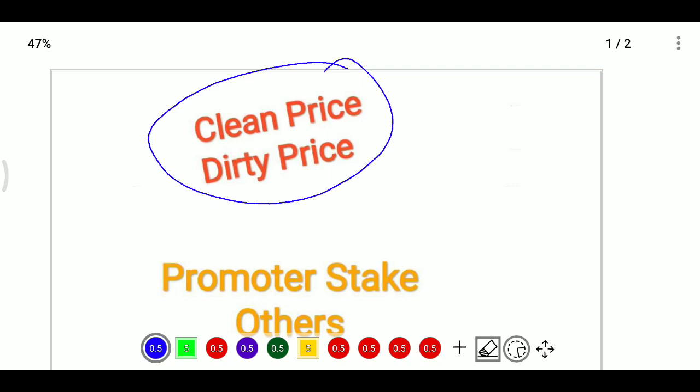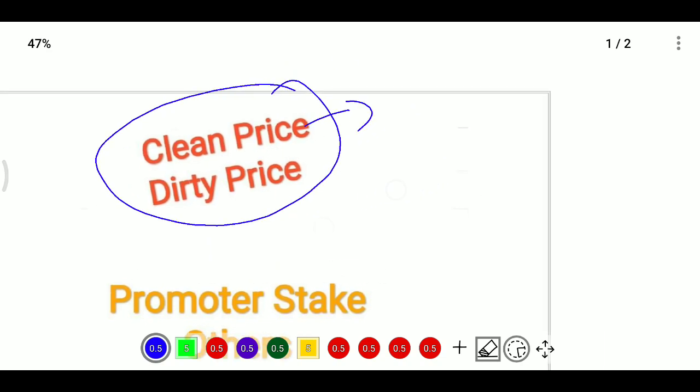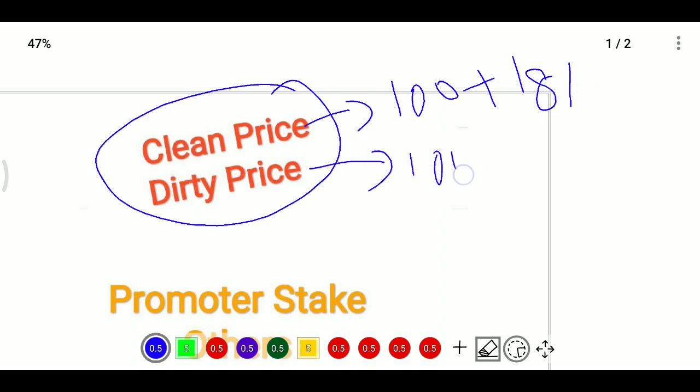Clean price means excluding, so now you need to add. The example we took was GST: the invoice selling price, invoice plus 18% GST, that is the clean price. And if you have included it, 100 into 18 divided by 118, that is the dirty price. That is the concept which we discussed in the last class.